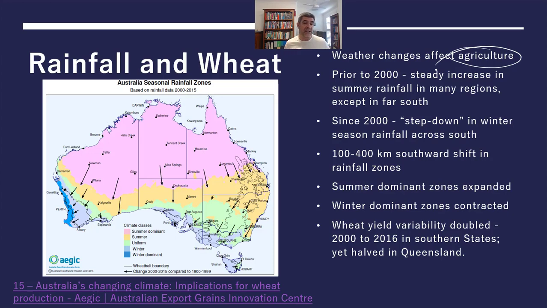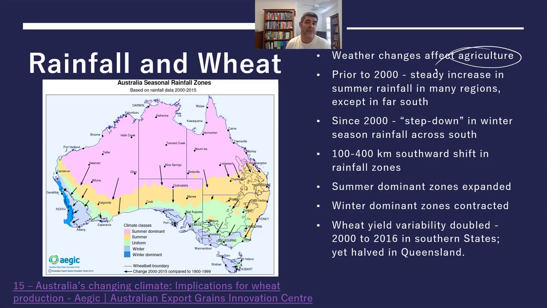What we've seen in the last 15 or 20 years is that the rainfall patterns are actually changing. There is more rain coming further to the south, so an increase in the summer rainfall. Going along with that, since 2000 we have had a step down in the winter seasonal rainfall across the south. You can see that the winter rainfall has receded a little, back closer to the coasts.